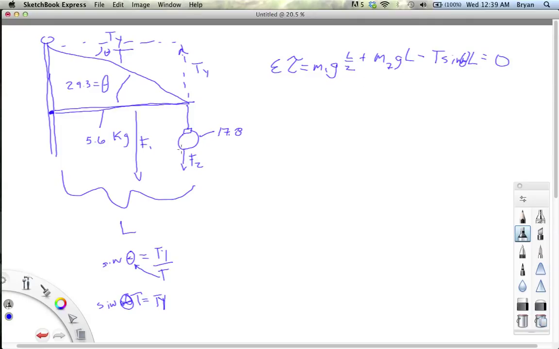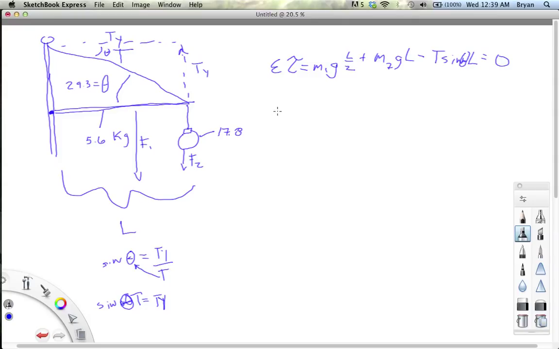So we got these added up: M1G times L divided by 2, plus M2G times L. And then these torques, and then this torque. Remember, this torque is your Ty pushing up, and sine theta equals Ty over T, which is equal to T sine theta equals Ty. Alright, cool. And that's minus, or subtracting it, because it's going the opposite direction.